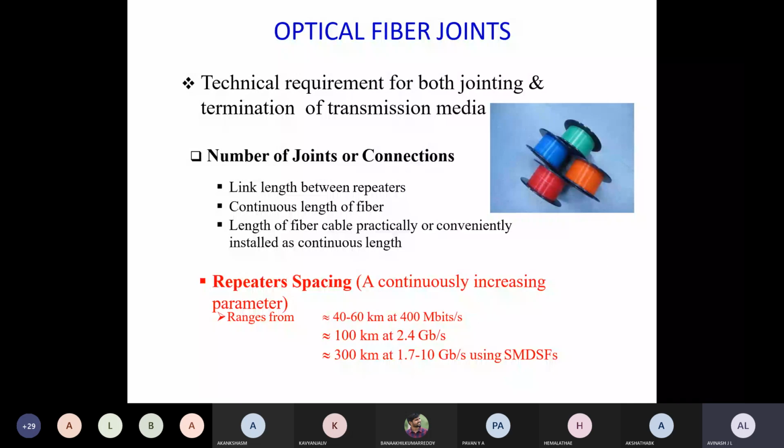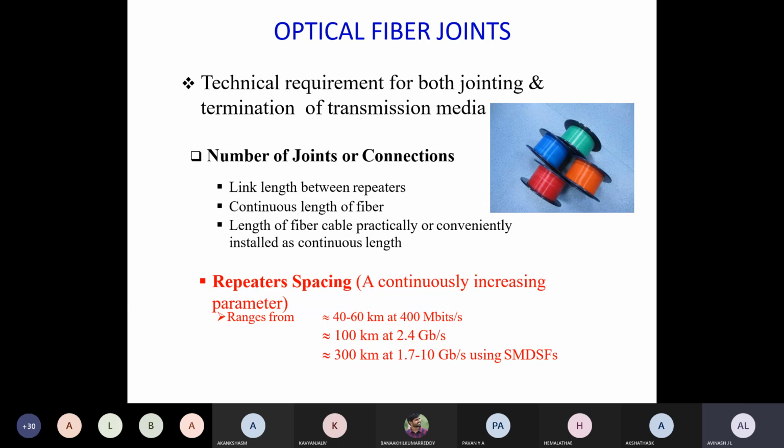Sometimes we ourselves will consider from one end to another end. We will take multiple fibers, 2 to 3 or 3 to 4, and once we take the multiple fibers, we use the optical connectors. We make those 3 to 4 fibers into one fiber. That will also be considered as the length of the fiber cable. That is the difference between the continuous length of the fiber and the length of the fiber cable practically or conventionally installed as a continuous length.